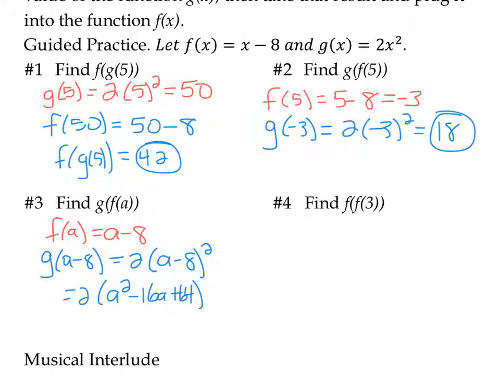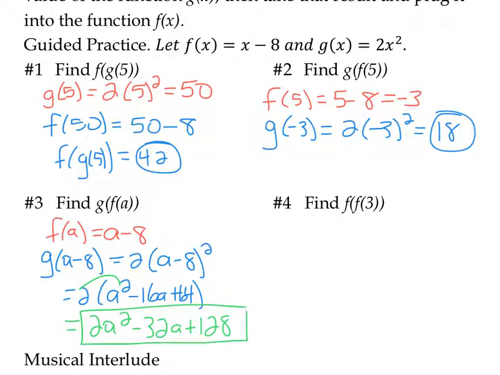And then now we can multiply all that by 2. Just like we did over here. We did negative 3 squared was 9. Multiply the 9 times 2. We do a minus 8 squared, and we multiply that all by 2. So that means I'm going to take the 2 and distribute it and get 2a squared minus 32a plus 128. And that would be our final answer.